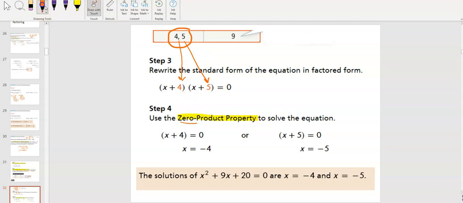So now that I have a factored form of my quadratic equation, I can now set each of my factors to 0 and solve to get my answer. So the answers here are -4 and -5.